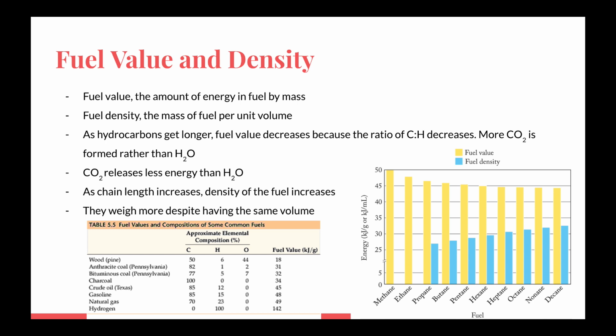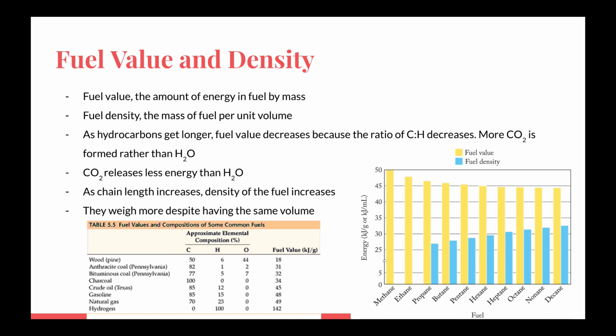If we look at the graph in the bottom right from the reading, we can see that as hydrocarbons get longer, their fuel value decreases because the ratio of carbon to hydrogen increases. This means that more carbon dioxide is formed rather than water when it combusts. And because the formation of carbon dioxide releases less energy than water, it causes fuel value to decrease. In the graph, we can also see that the density of fuel increases. This occurs because the fuel will weigh more if volume is kept constant.